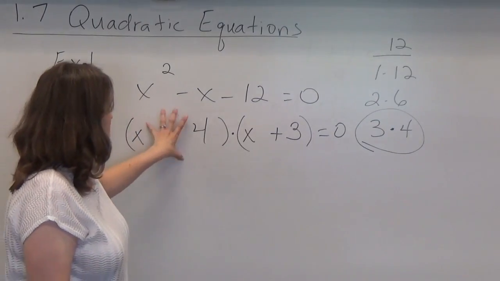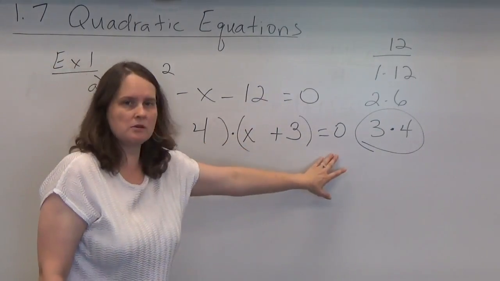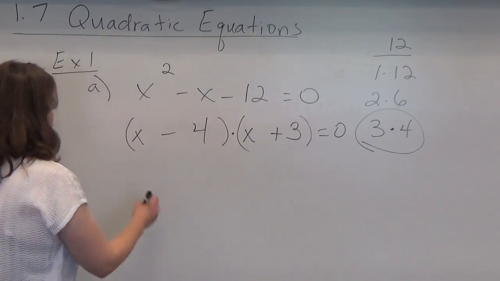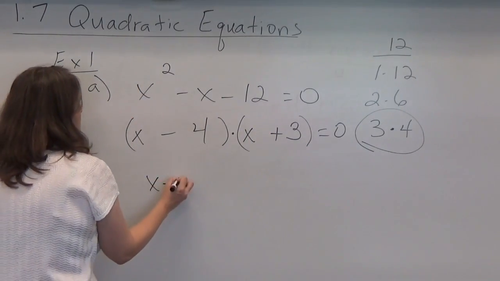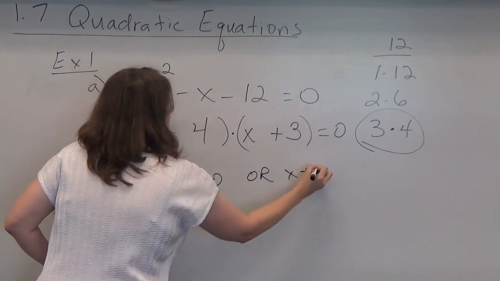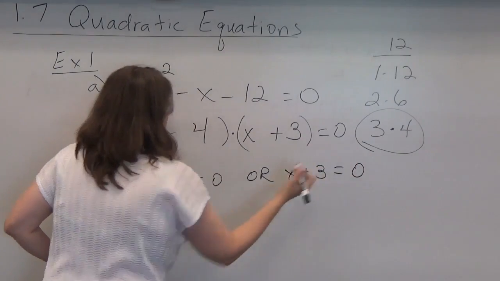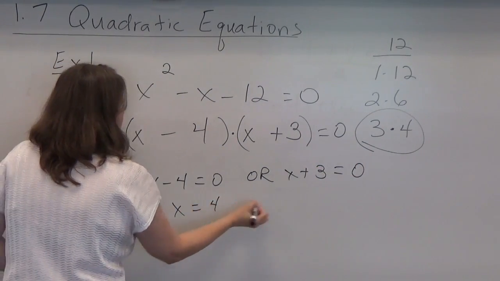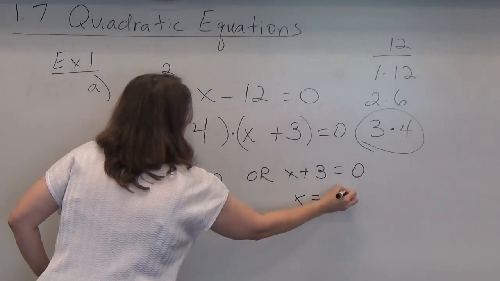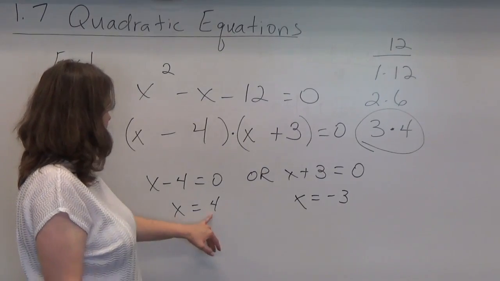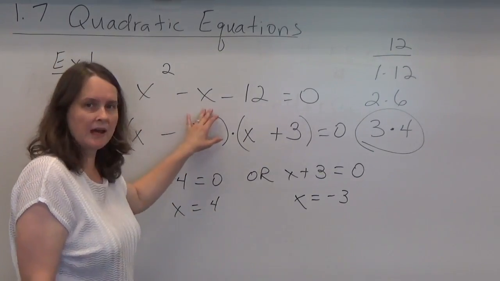I'm multiplying this piece times this piece equals 0, so one of those pieces has to equal 0. So my next step is to simply state that x minus 4 equals 0, or x plus 3 equals 0. And then solving these for x, I get x equals positive 4, x equals negative 3. And these could certainly be checked. You can certainly substitute these values back in for x, and they do check.